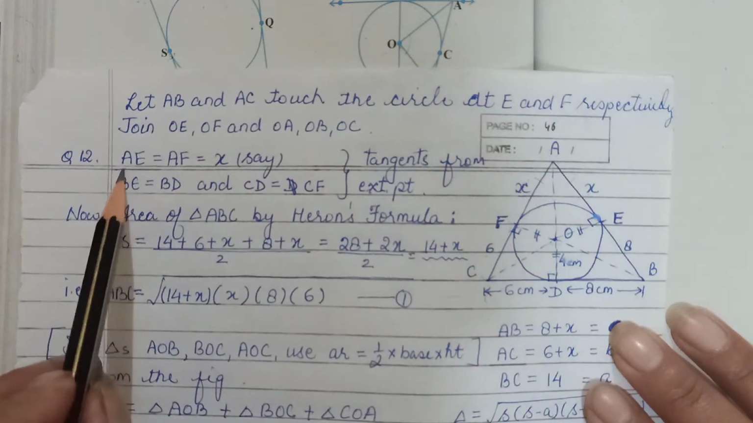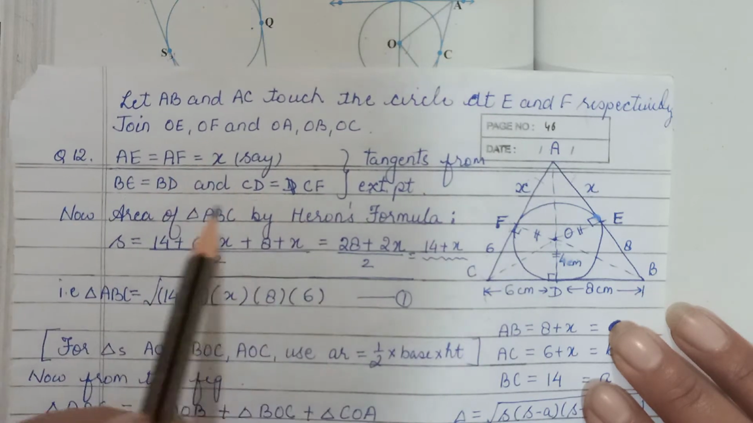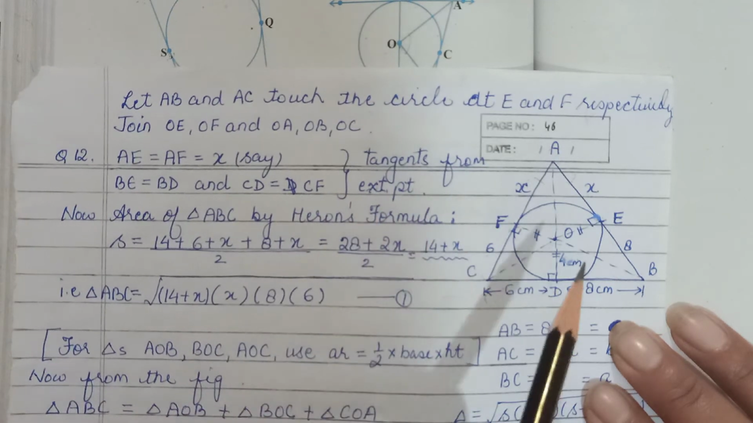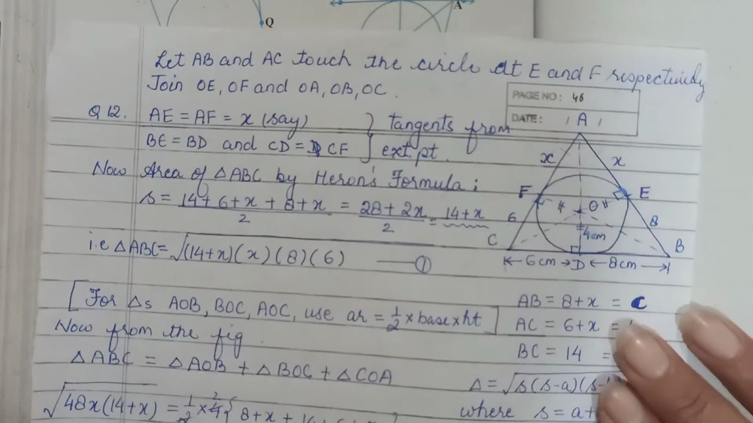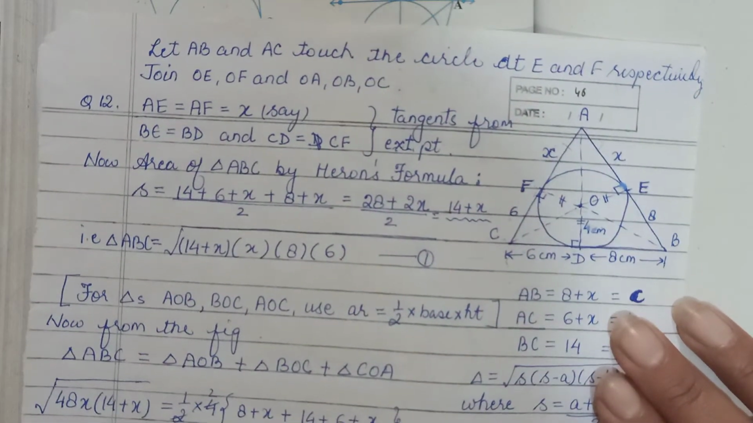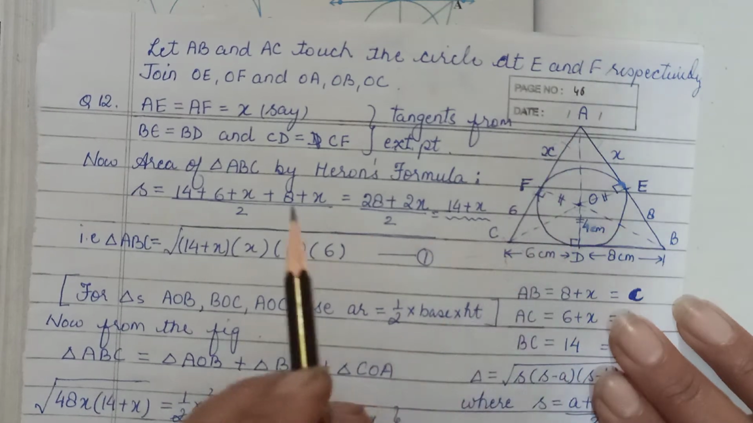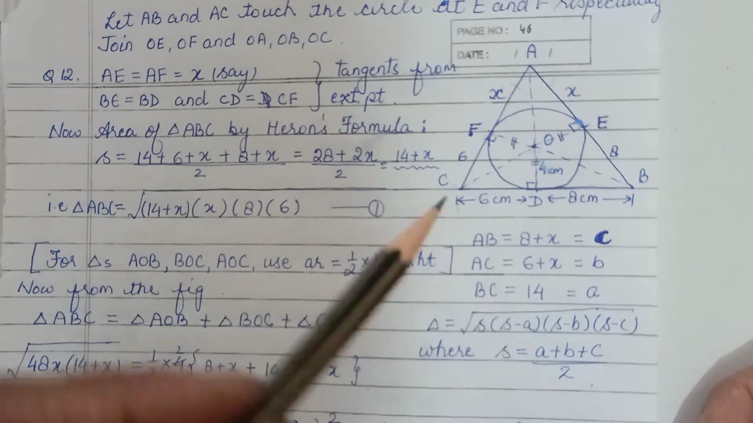Now, I've assumed AE is equal to AF is equal to, suppose, X. And then I know these will also be equal. Reason again: tangents from an external point are equal. All right. So now what we are going to do is use area of triangle. We had to find the remaining sides when the radius was given. So, one formula that we are going to use.